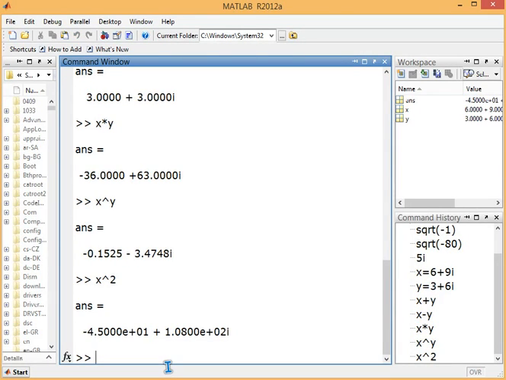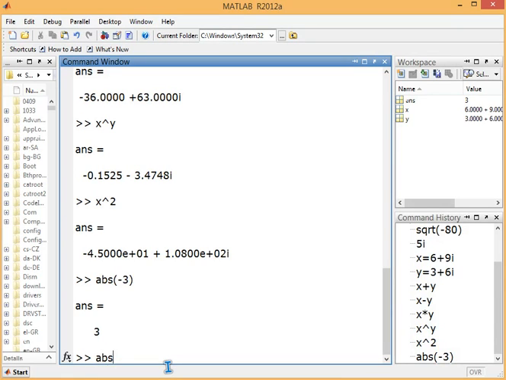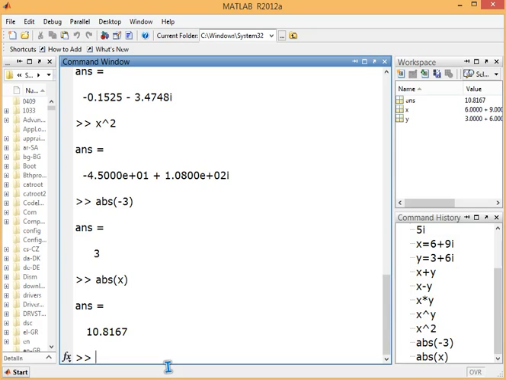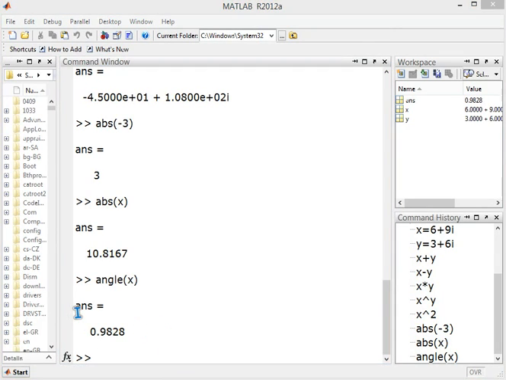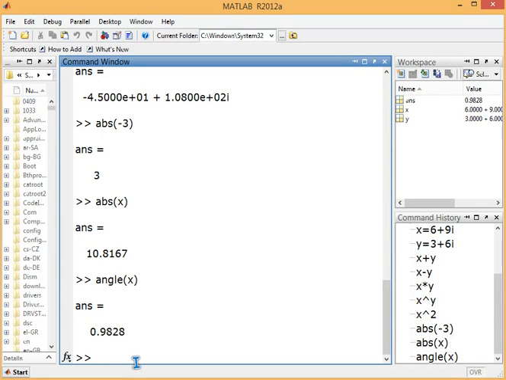Then coming to abs, what does the absolute function do? It gives the magnitude. So we can compute the absolute value of any complex number also, like x. This is also computed. And angle can also be computed for any complex number. This is the angle, and this angle is in radians, and once you multiply it by 180 and divide it by pi, you'll get it in degrees.